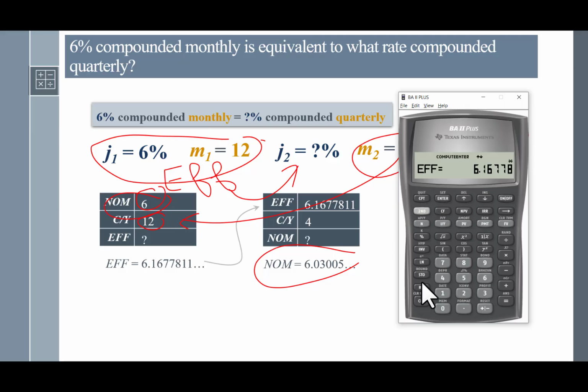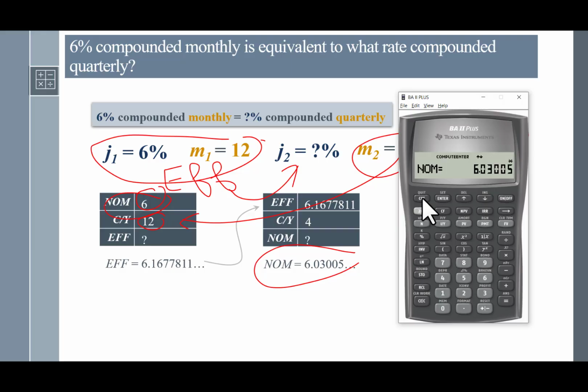We're not going to clear work. We're going to go back up till we see CY, and we're going to change it to 4 and press enter. Go to NOM now instead of effective and press CPT. And that would be the answer.